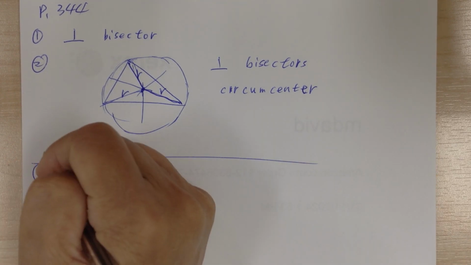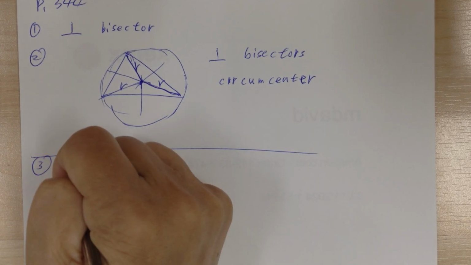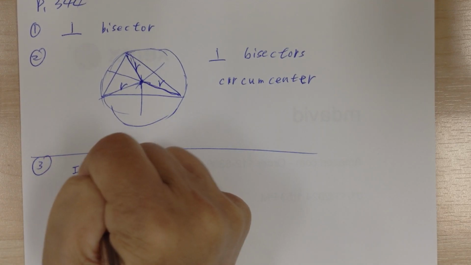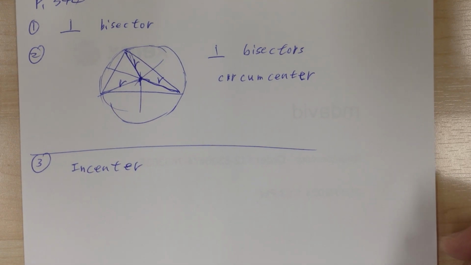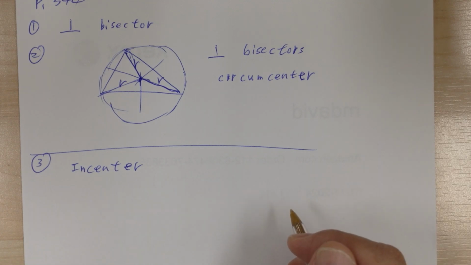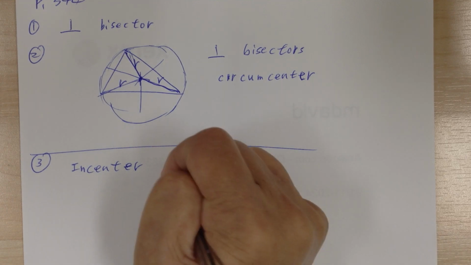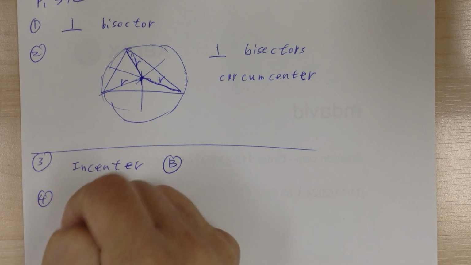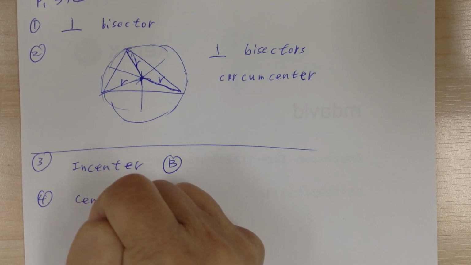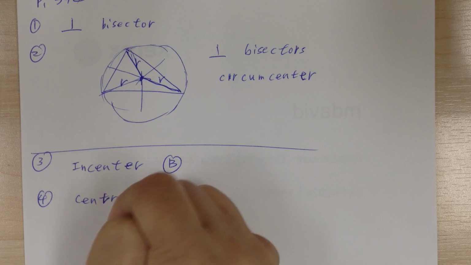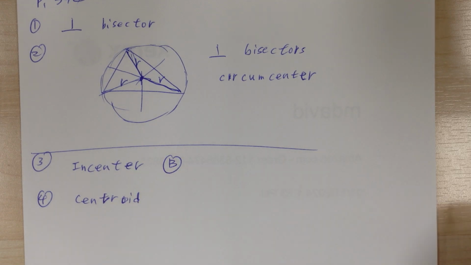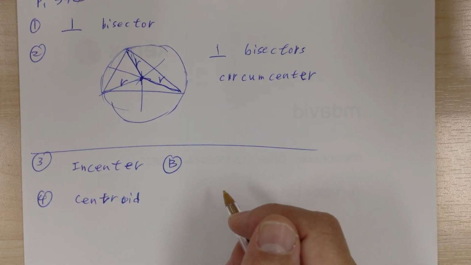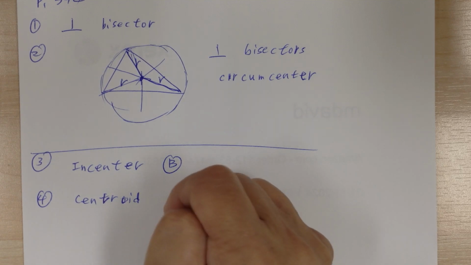Okay, let's go to number 3. So you have the incenter. The incenter came from the angle bisectors, so the answer would be B. Okay, number 4, the centroid. The centroid is the center of gravity, so it came from the median, so the answer would be A.